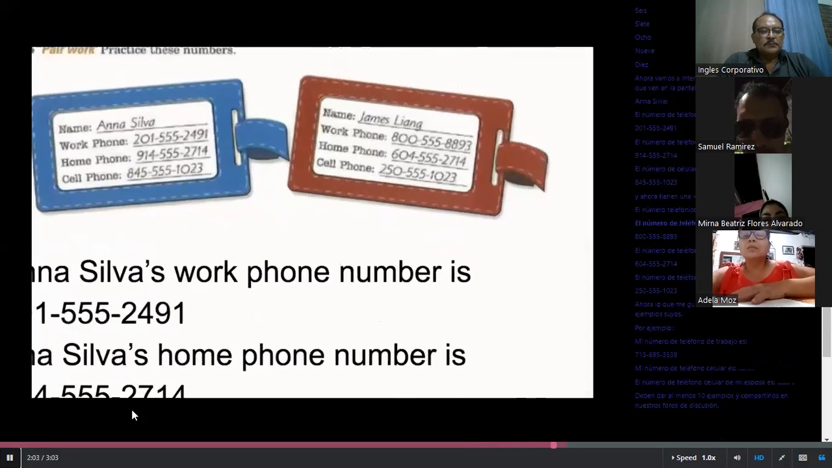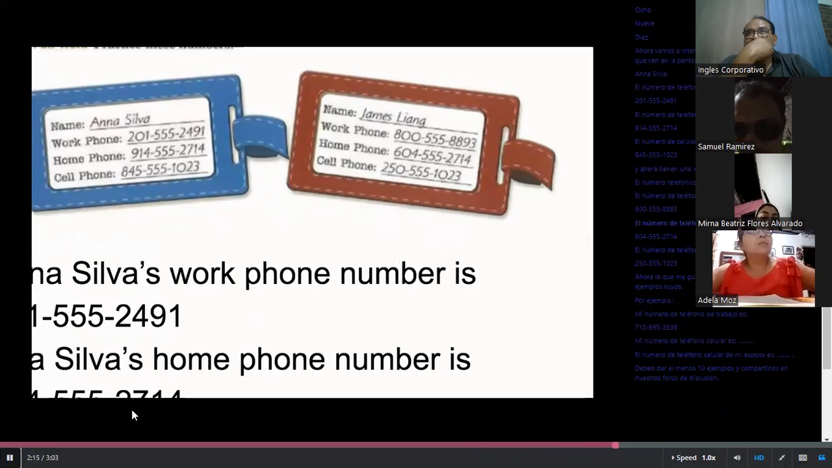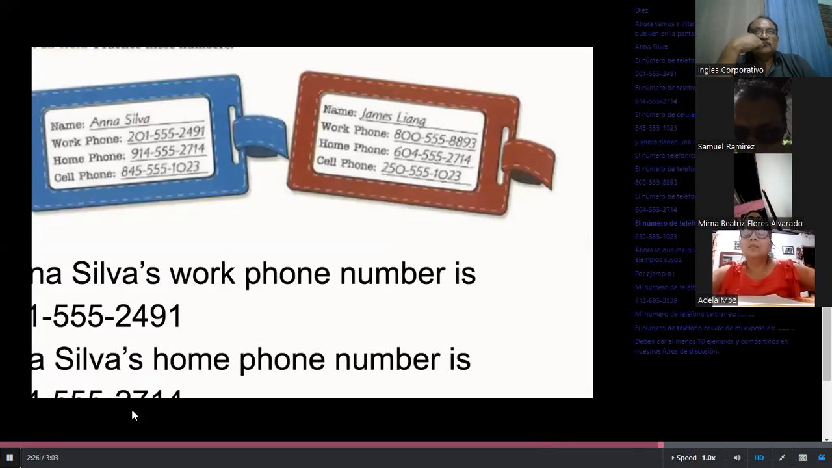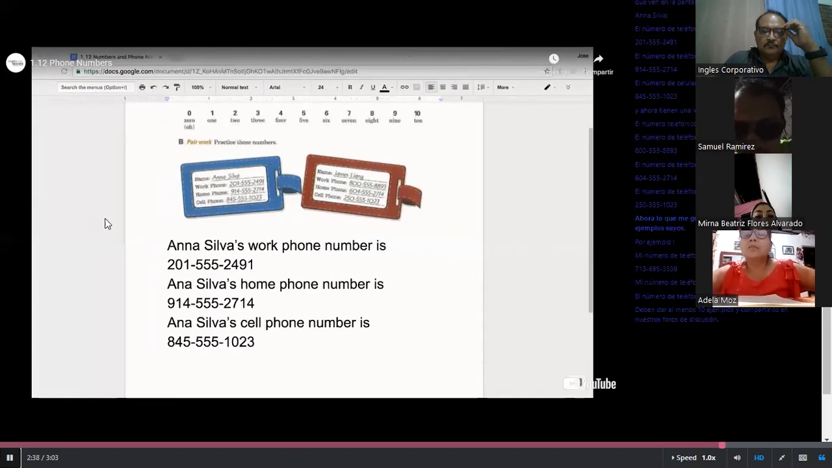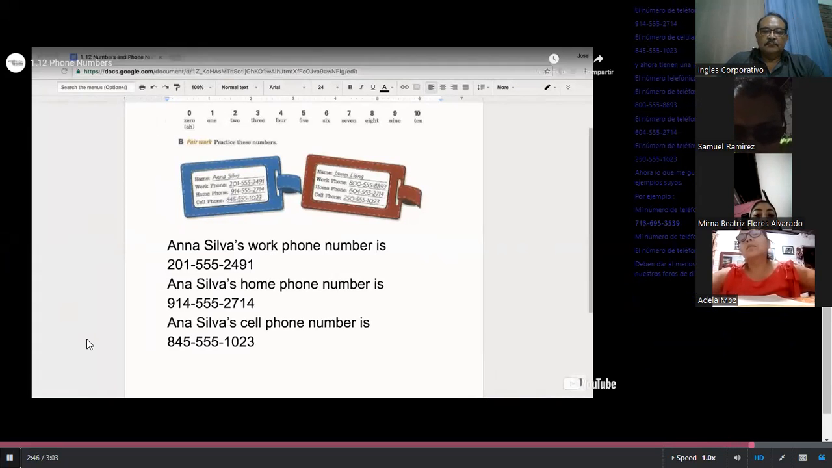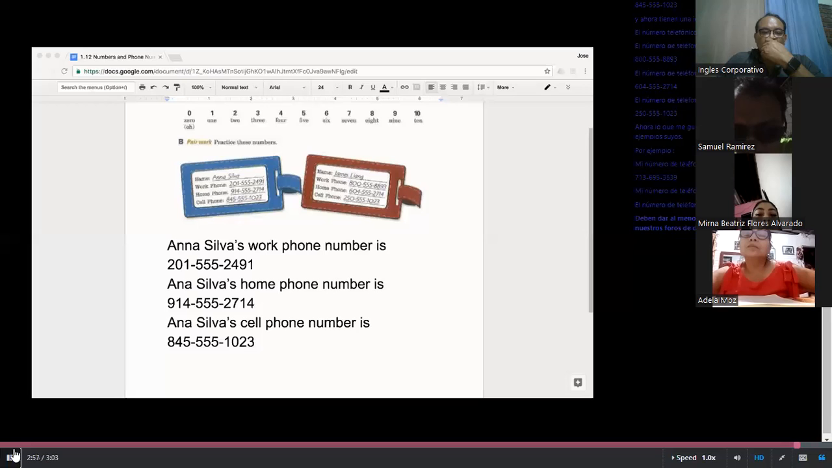James Lang work phone number is 800-555-8893. James Lang home phone number is 604-555-2714. James Lang's cell phone number is 250-555-1023. Now, what I would like for you to do is to give some examples of your own. For example, my work phone number is 713-695-3539. My cell phone number is, my wife's cell phone number is. You should give at least.